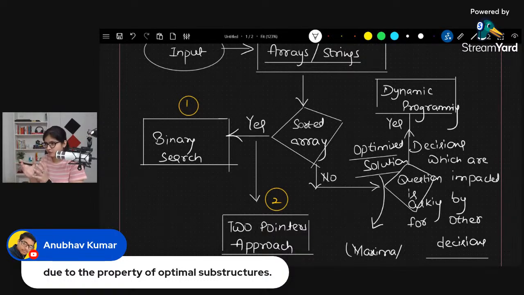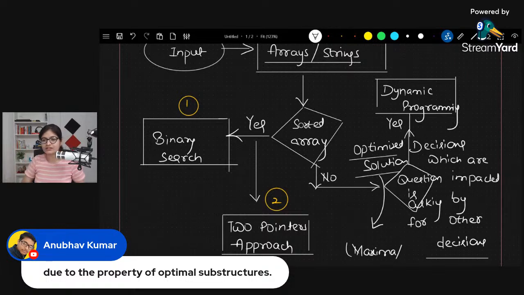Wherever you see that you have to find multiple solutions, you want to look at all the possible paths, and out of those possible paths only one is the final optimized solution, that's where you apply dynamic programming. Whatever applications you will see in Leetcode problems, you will always observe that they depend on decisions which are impacted by other decisions.